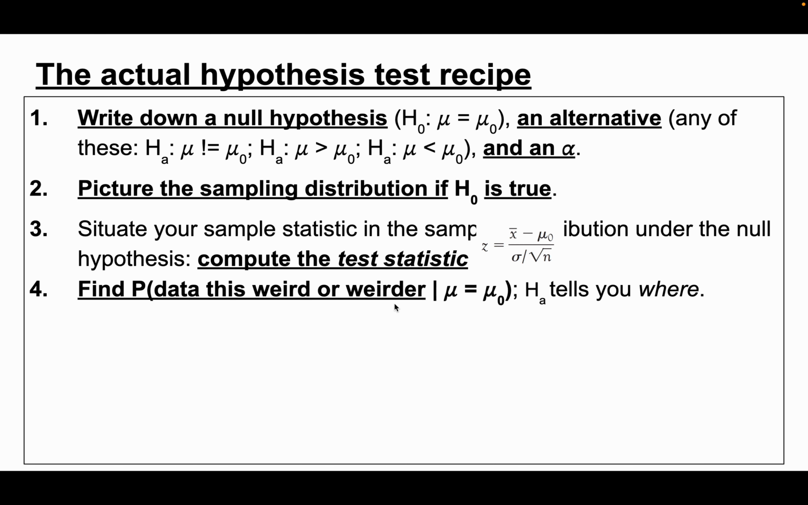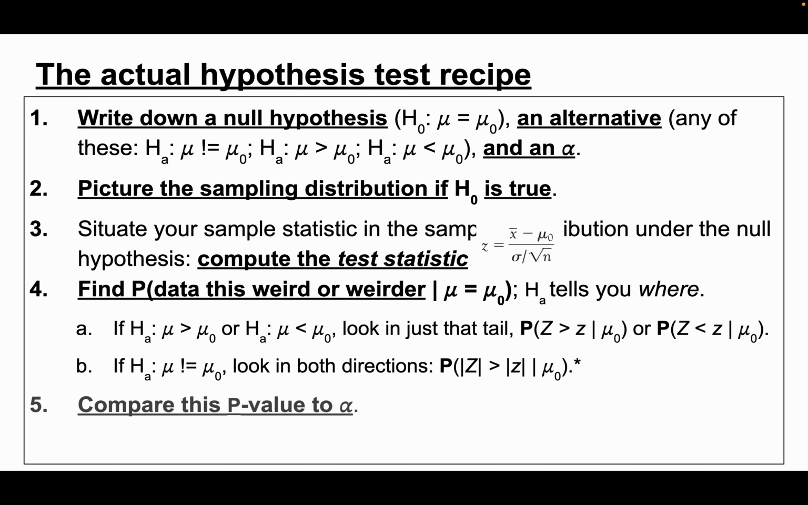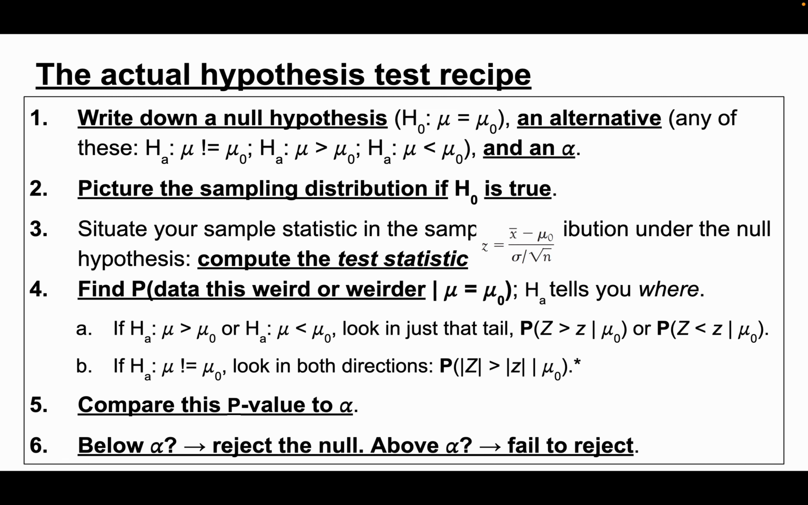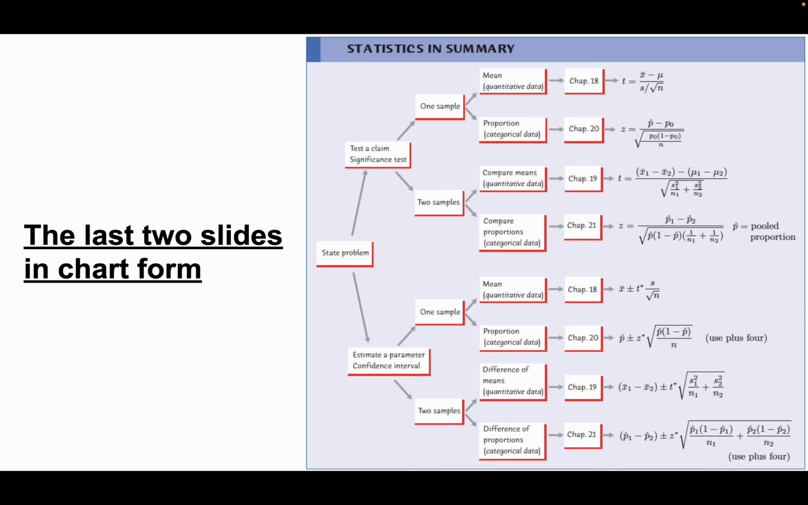Then we find the probability of data this weird or weirder. The alternative hypothesis tells us where to look, so we might look in one tail or the other, or both. And then we compare this p-value to alpha, which is a cutoff p-value. If it's below alpha, we reject the null, and we say that we have statistically significant results. If it's above alpha, we fail to reject.